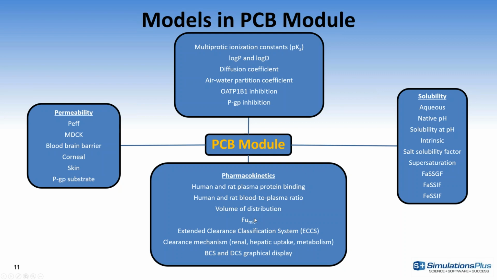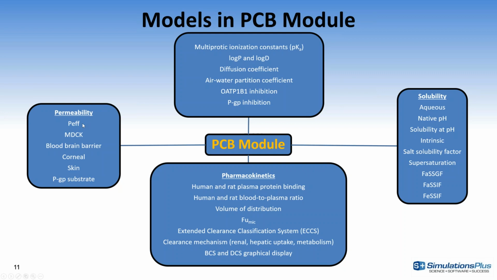Some of the new models in ADMET Predictor 9.0 are the extended clearance classification system. So this classifies each compound's major clearance pathway as either renal, metabolism, or hepatic uptake. From this data set, we built individual clearance mechanisms, so we have binary models to predict renal, hepatic uptake, or metabolism. We also have a ternary model to predict this. Also in ADMET Predictor 9.0, we will display the biopharmaceutical classification system and developability classification system in graphical display. And I'll try and show that when I demonstrate ADMET Predictor.